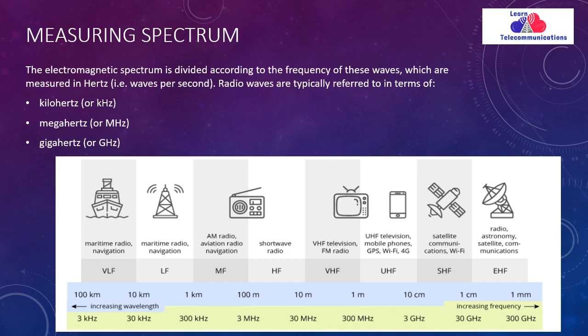For example, the 3 kilohertz to 30 kilohertz range is used for maritime radio navigation, and 300 kilohertz to 30 megahertz is used by AM radio and shortwave radio, whereas 30 to 300 megahertz is used for television, and mobile phones range from 300 megahertz to 30 gigahertz. The higher frequencies are used for satellite communication as well.